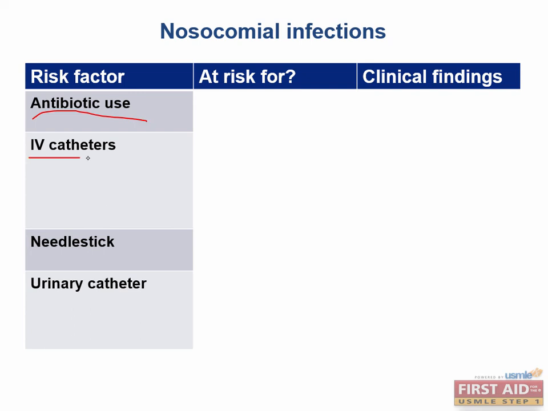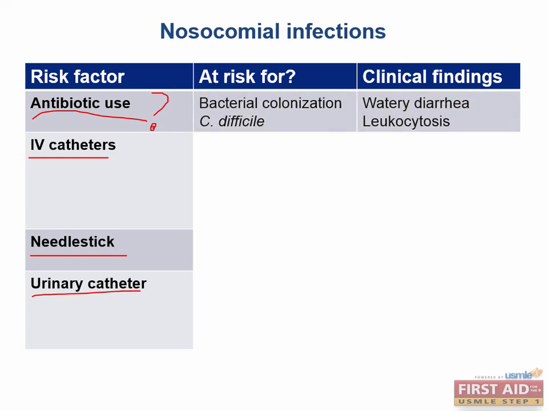Antibiotic use, IV catheters, needle stick injuries, and urinary catheters are the final nosocomial risk factors we're going to discuss. Do you remember what antibiotic use predisposes patients to forming? Patients that have recent antibiotic use are at risk for bacterial colonization, specifically by C. difficile. In these patients, we'll typically see a watery diarrhea and leukocytosis.